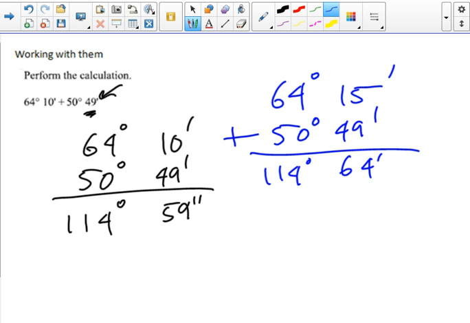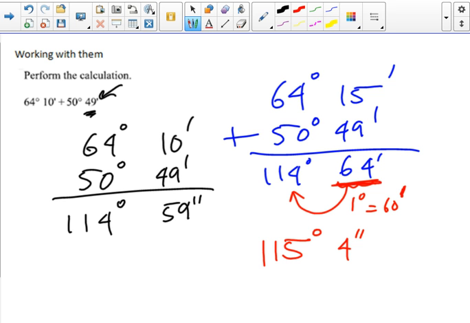But what I want to point out to you is that here we have more than 60 minutes, which means we have 1 whole degree. Since 1 degree is equal to 60 minutes, I'm going to take 60 minutes out of this and make that into 1 degree over here. So that would be 115 degrees and just 4 minutes left over. Sorry, minutes, not seconds. Minutes.